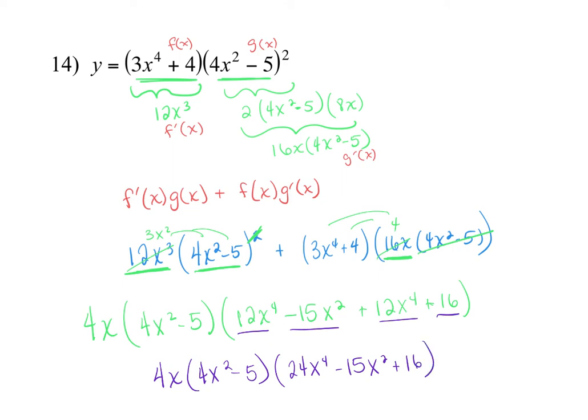So yeah, try to pay attention to your common factors, but it has to be in both chunks. Just like the 4x was in both chunks, the 4x squared minus 5 was in both chunks. So I don't even want to try.